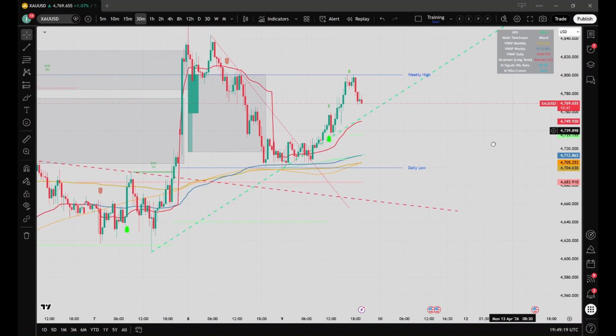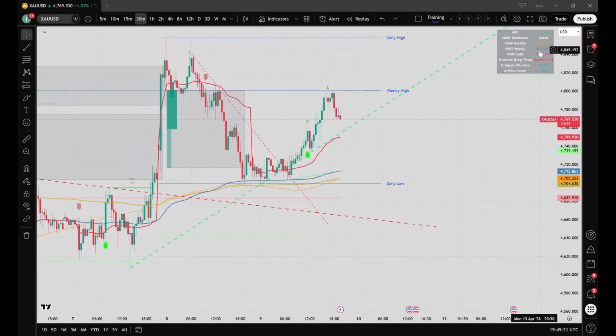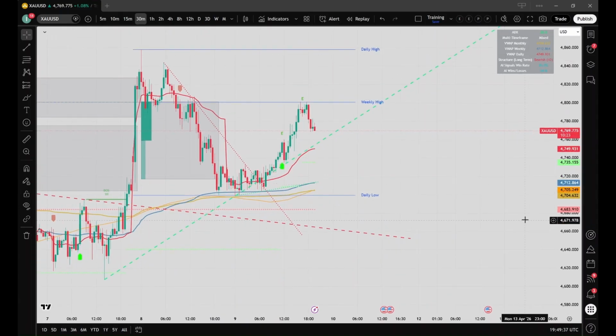So this is all mapped out in the dashboard here, by the way. You've got your levels already written down, and on the right axis here, they're all color coded. So your weekly is blue. So your weekly fair value at the moment is 4712 on gold. Your monthly is 4704. Your daily is 4749.